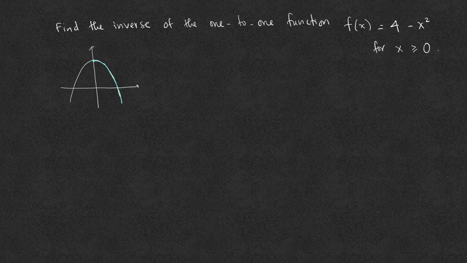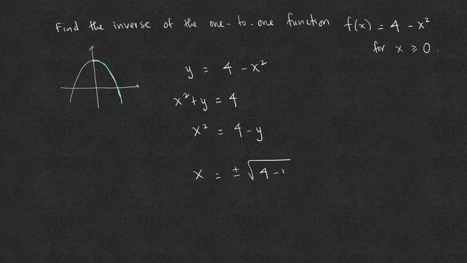To find the inverse, we first set f of x equals y and rewrite the equation y equals 4 minus x squared. We then isolate x. To isolate x, we add x squared to both sides of the equation to obtain x squared plus y equals 4. And then we isolate x squared by subtracting y from both sides of the equation to get x squared equals 4 minus y. X is therefore plus or minus the square root of 4 minus y.